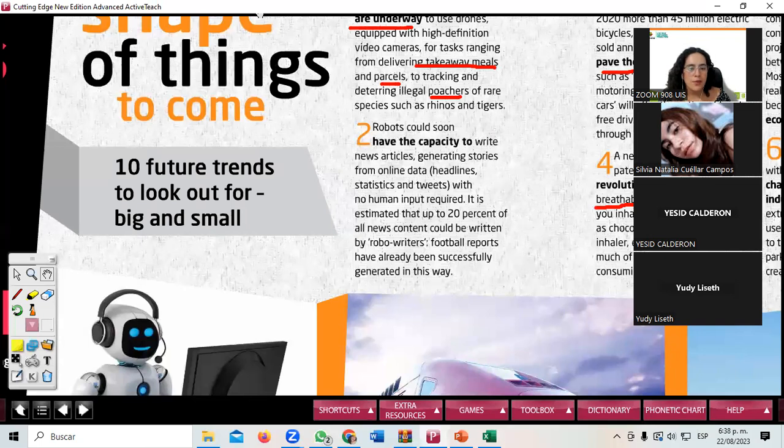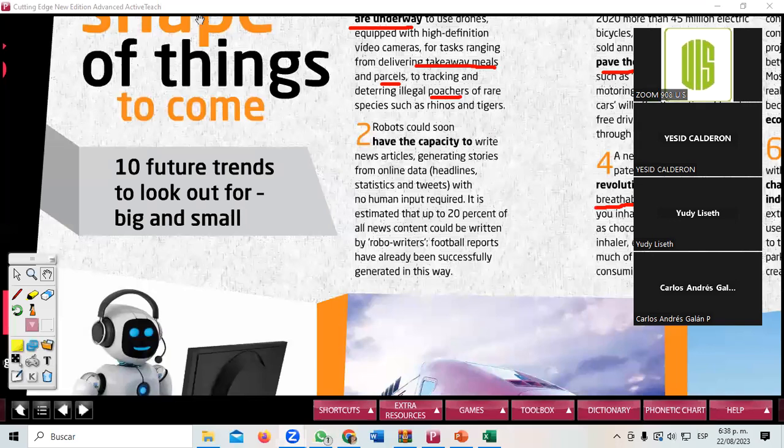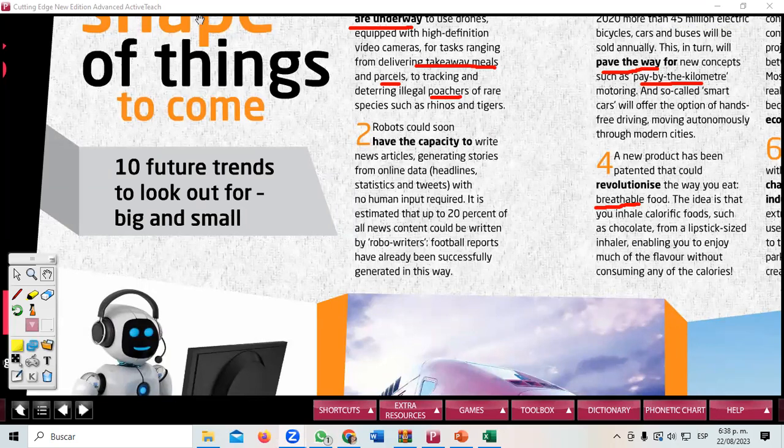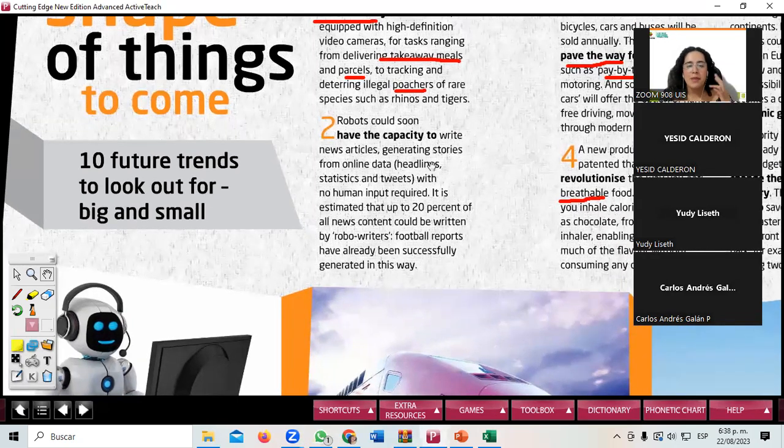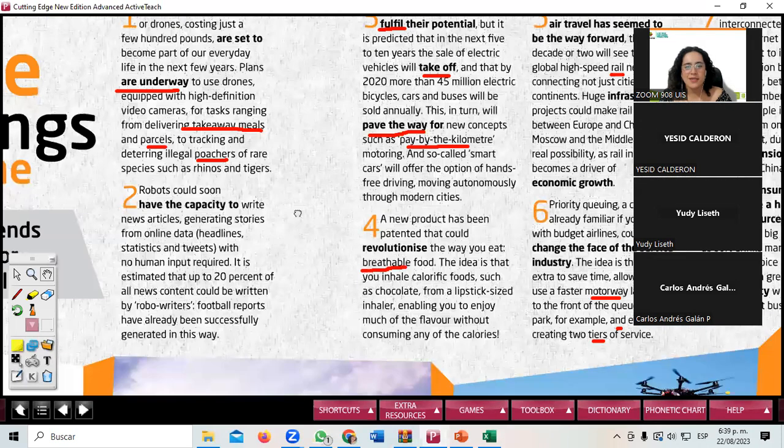The second one, let's read it. Carlos, let's start again. Number 2. Robots could soon have the capacity to write news articles, generating stories from online data, headlines, statistics, and tweets, with no human input required. It is estimated that up to 20% of all news content could be written by robo writers. Football reports have already been successfully generated in this way. All right, so this one talks about robots and their ability to write news articles and stories from online data. So basically, AI, artificial intelligence.